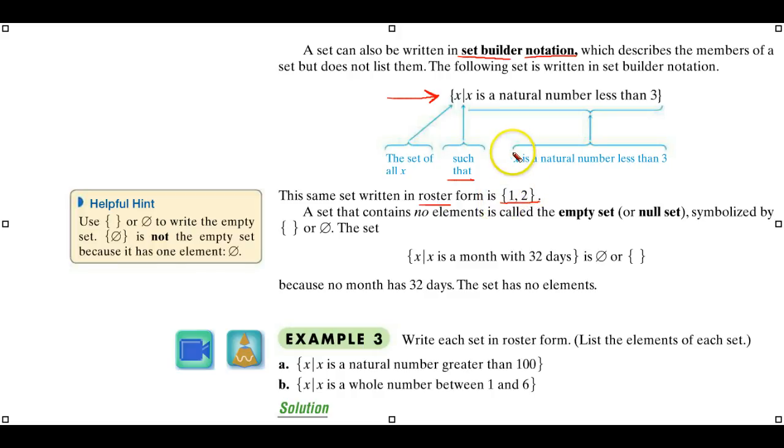Now, sometimes they'll describe a set, but there are no members of that group. For instance, let's say natural numbers that are negative. Well, we just said natural numbers are positive, they're the counting numbers. So there are no negative natural or counting numbers.